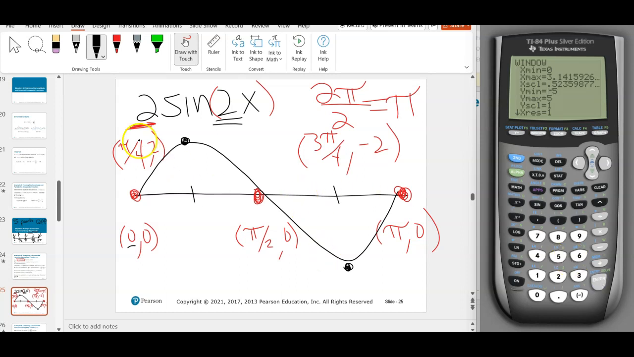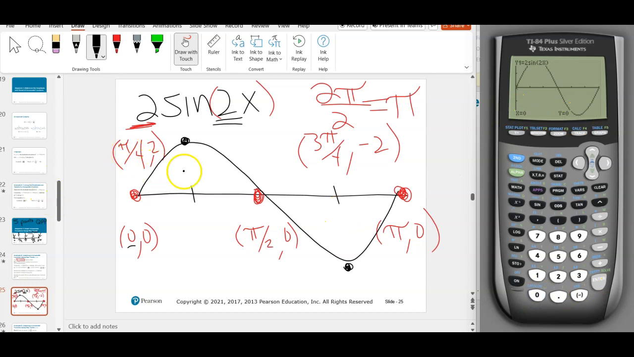And then for my min and max, I'm going up to 2 and down to -2, so I can make my y min be -2 and my y max be 2. Then when I hit graph, I'm going to see this wave that I've got graphed here. So that is the quarter period points method. You can press trace, and you can get these points. So I get 0, 0.